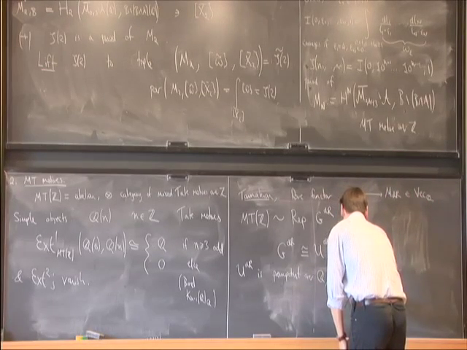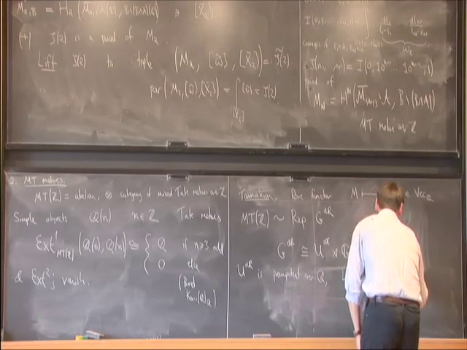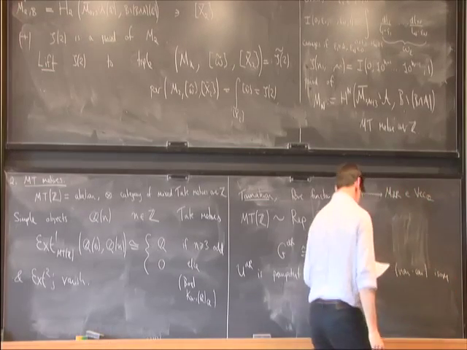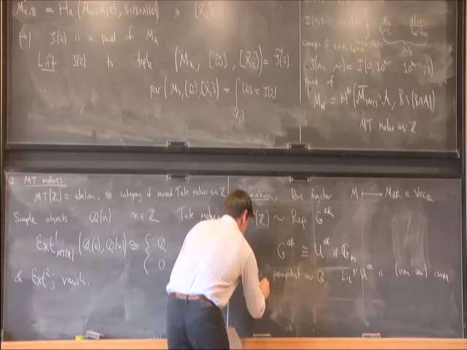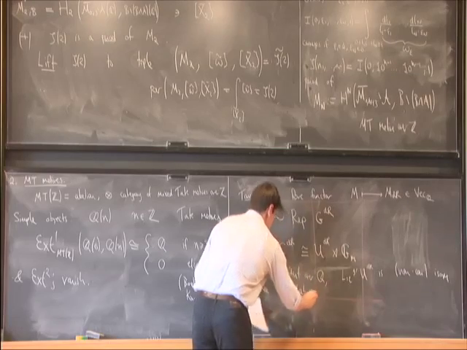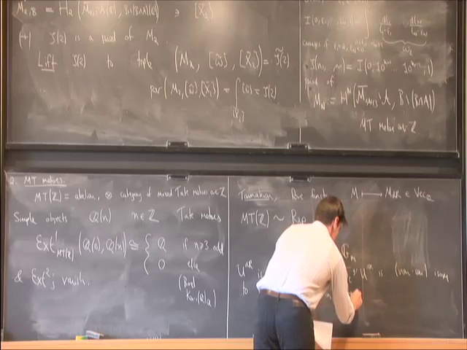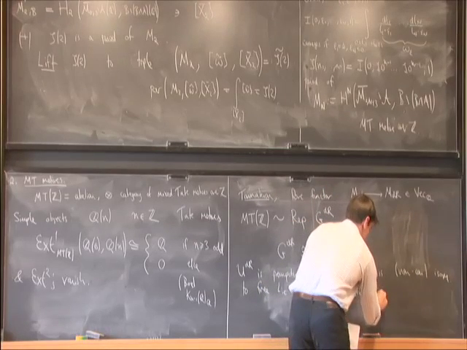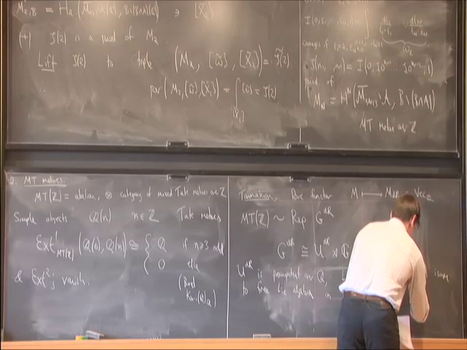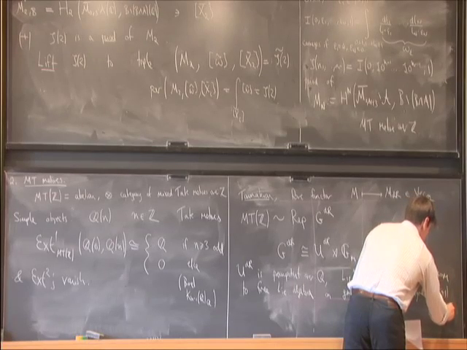And its graded Lie algebra is non-canonically isomorphic to the free Lie algebra on some generators, which I'll call sigma 2i plus 1, in degree, so I want to take negative degrees here, 2i plus 1 for i greater than or equal to 1.